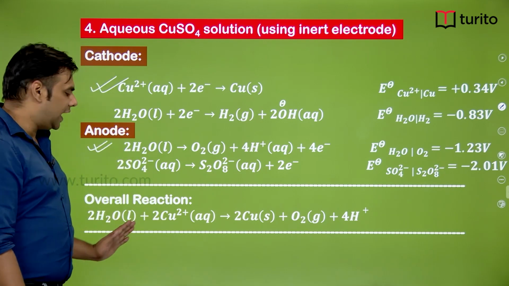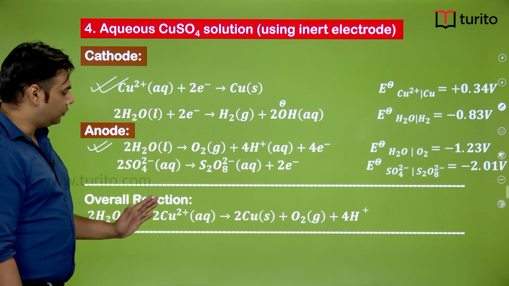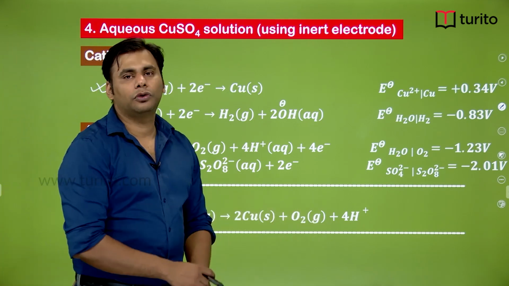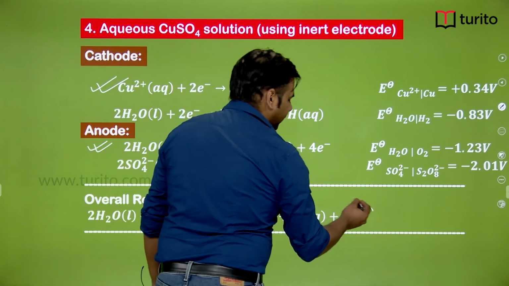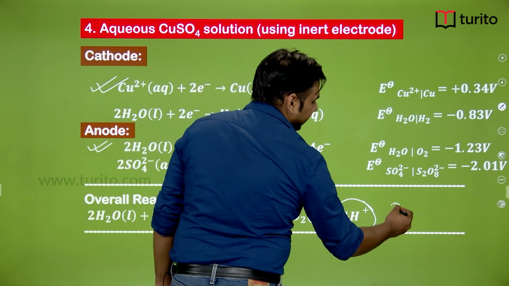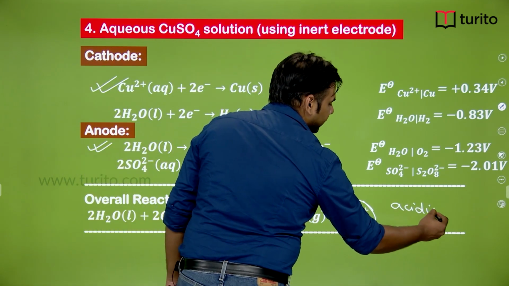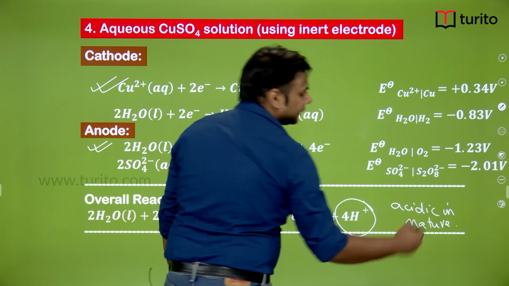So the overall reaction would be copper 2 plus and 2 water changing into 2 copper plus O2 plus 4H plus. So again, the resulting solution after electrolysis would be acidic in nature, because H plus is getting released in this reaction.